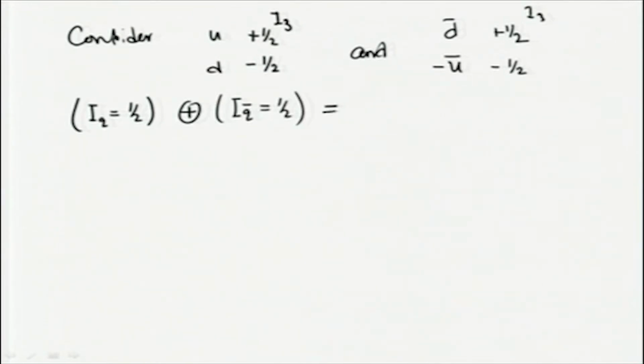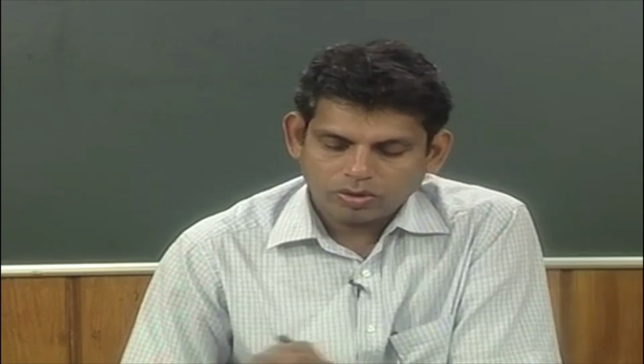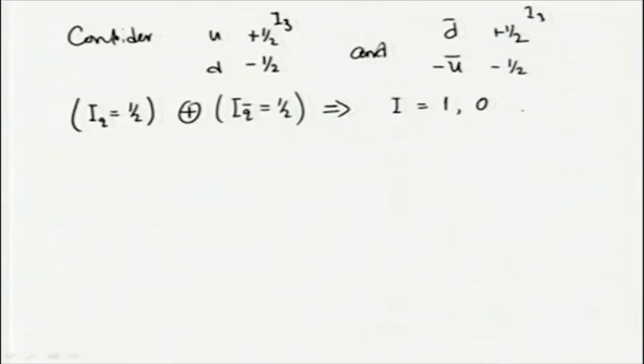Angular momentum addition tells us that the resulting combined system can have an isospin of either 1 or 0, half minus half or half plus half. This is based on the angular momentum addition rules. Consider the case of I equal to 1.